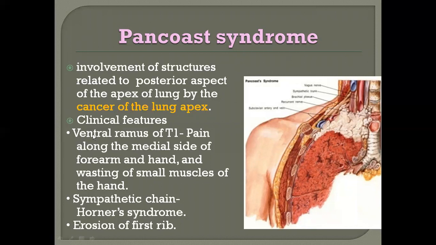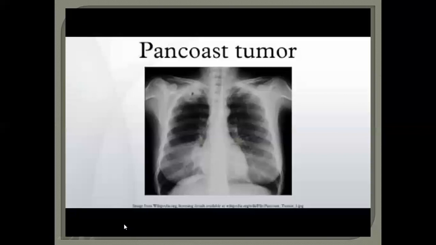In case the ventral ramus of T1 is compressed due to this cancer, there is pain along the medial side of the forearm and hand due to the compression of ulnar nerve, and there will be wasting of small muscles of the hand. If the sympathetic chain is compressed, then there will be Horner syndrome. And if there is compression of the first rib, it may lead to erosion of the first rib. So this is the Pancoast syndrome, where an extra mass of the apex of the lung compresses the structures in the neck.